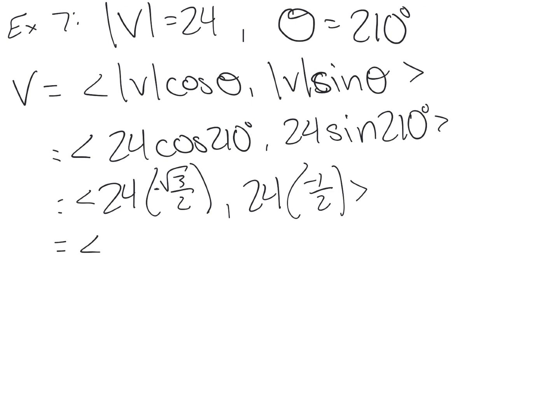Simplifying this left-hand side, 24/2, that gives us a -12√3. And then 24 times a -1/2 is just a -12. And that is it right there. That's our vector v, given that magnitude and that direction angle. All right, you guys should be ready to get started on the homework.